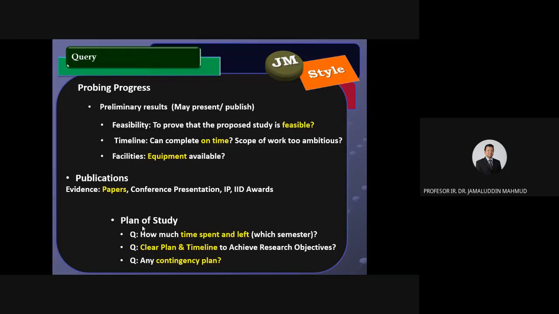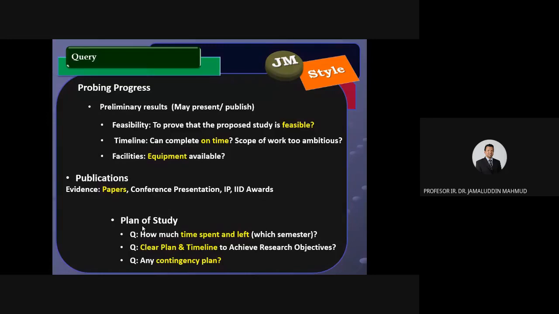If there are no preliminary results, we are afraid that later on when they start doing the experiments, they will have problems. For example, the equipment is down, the equipment has broken down, or the equipment is not available at UITM. And also we want to see whether the work can be completed on time. Let's say 4 years, can it be completed?